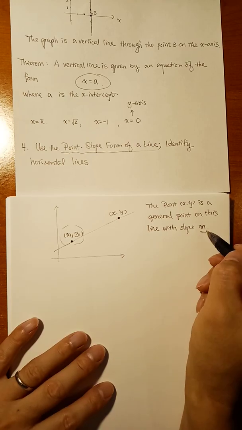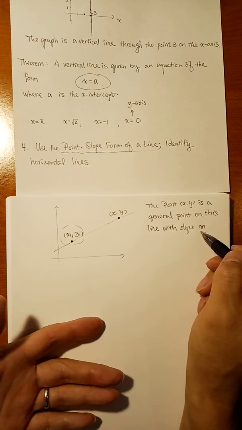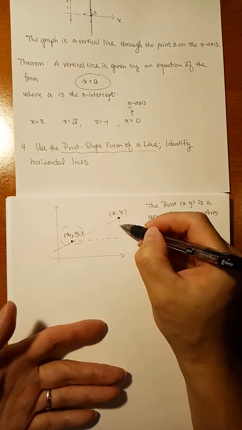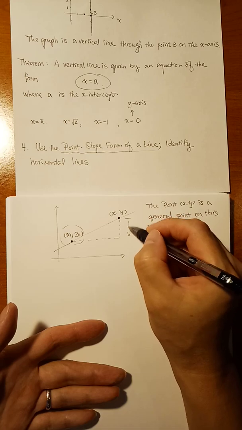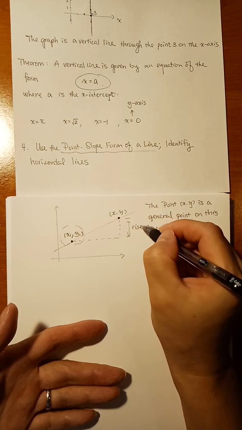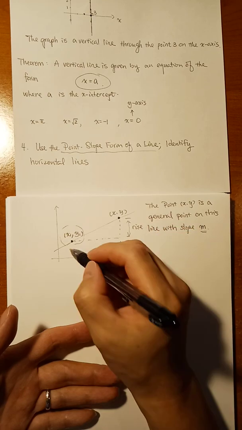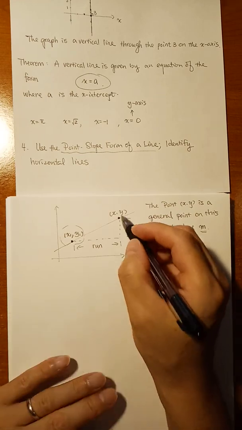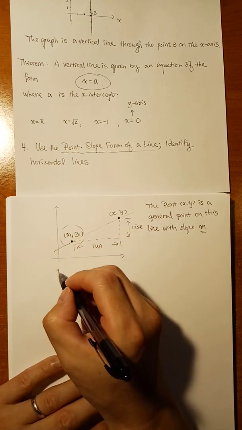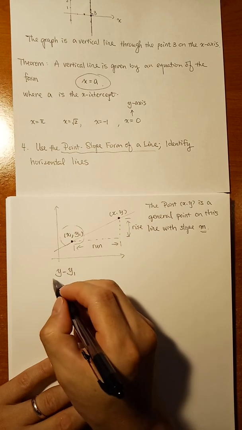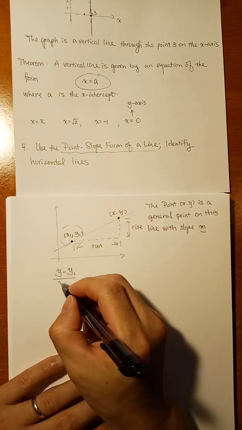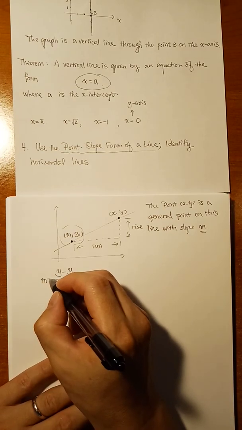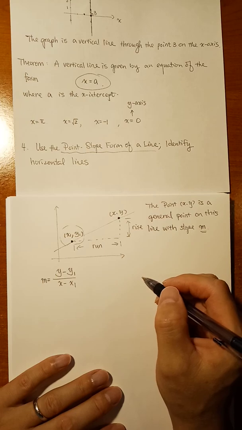All right, so what is slope? Slope is rise over run. Now let's try to construct a rise and a run. What is a rise? This is a rise, the difference of y. What is a run? This is a run, the difference of x. So rise is y minus y1. Run, x minus x1. Rise over run is the slope.